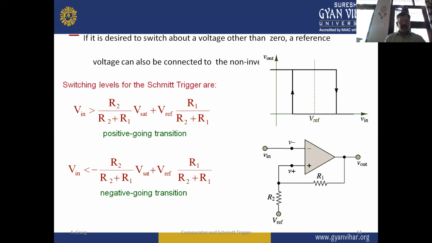Next one is the negative going transition. So V input is less than minus R2 upon R1 plus R2 times V set, plus V reference times R1 upon R2 plus R1. So this is the positive going transition voltage and negative going transition input voltage for the switching level of the Schmitt trigger.